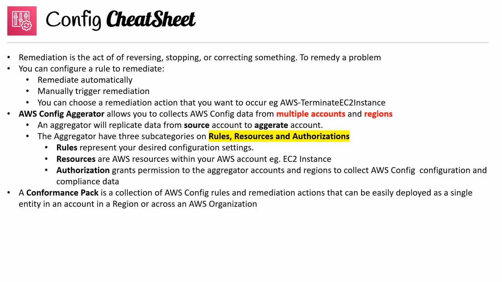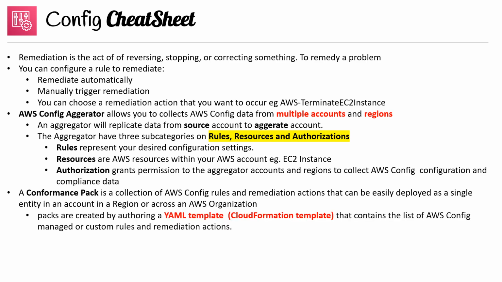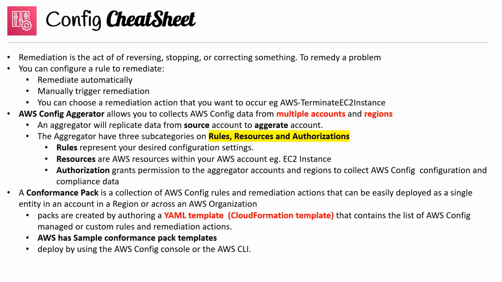And then we have conformance packs. This is a collection of AWS Config rules and remediation actions that can be easily deployed as a single entity in an account, in a region, or across an AWS organization. Packs are created by authoring YAML templates. Surprise, surprise, they just happen to be CloudFormation templates underneath that contain a list of AWS Config managed or custom rules and remediation actions. AWS has really, really good sample conformance pack templates. Go check them out. You can even use them for production use cases, or just modify them if you need to. Deploy by using the AWS Config console or the AWS CLI.